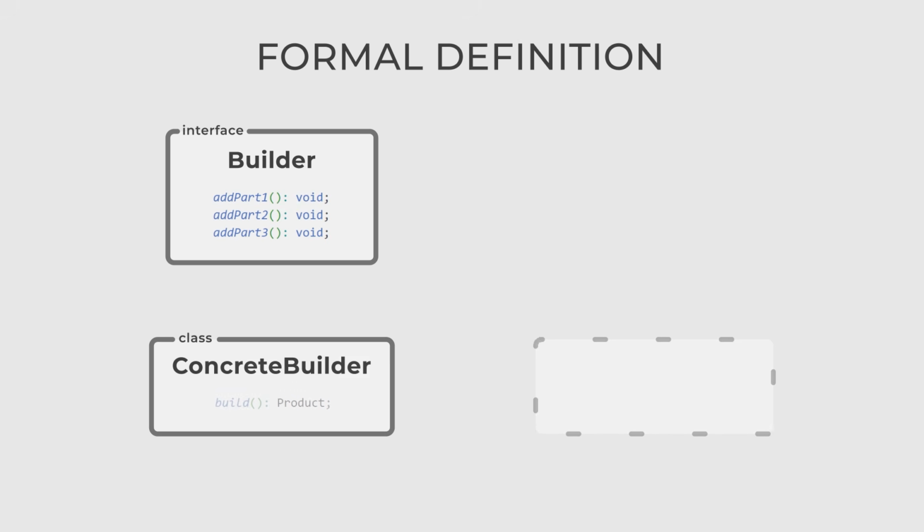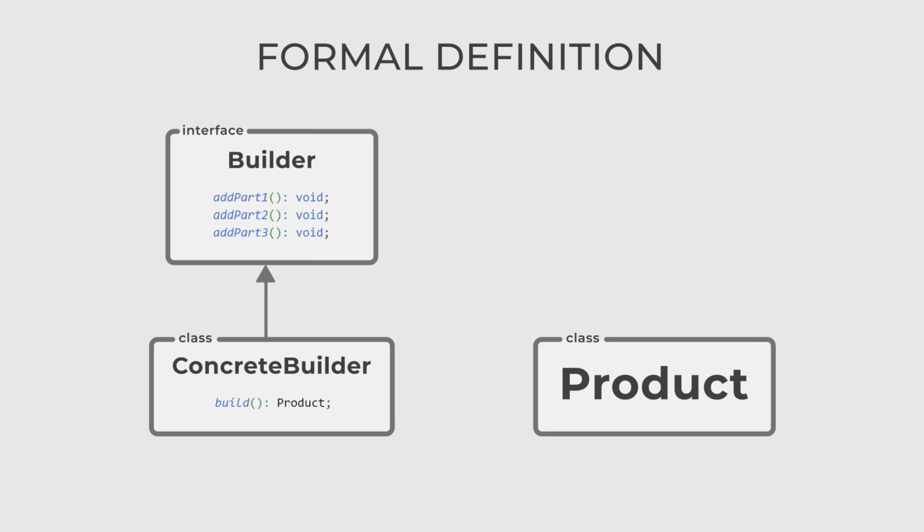There are three actors in this design pattern. Let's start with builder, which is an interface that declares methods for building the various parts of a complex object. Then, concrete builder, a subclass of builder that implements methods for building individual parts of a complex object. The last actor is the product. It is a complex object being constructed, typically composed of multiple parts.